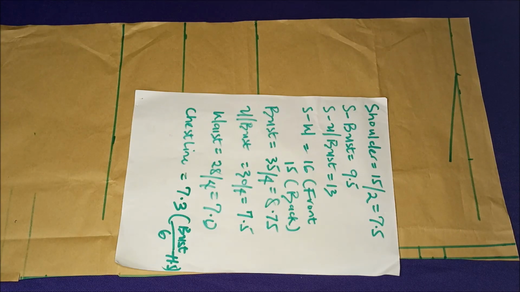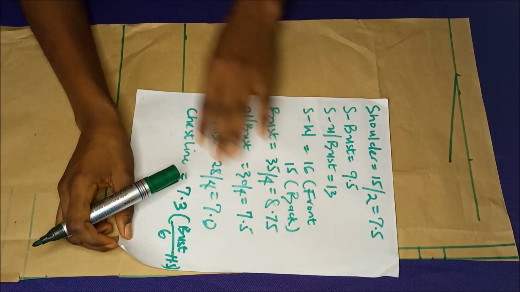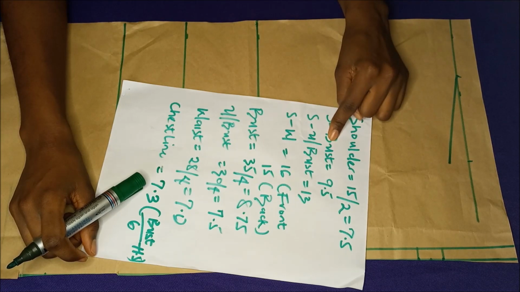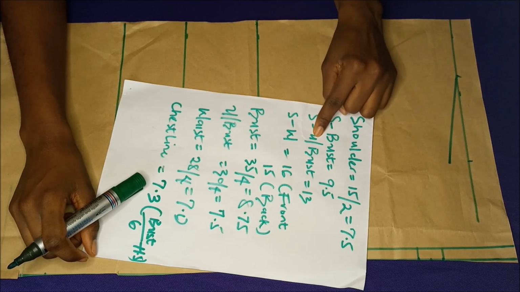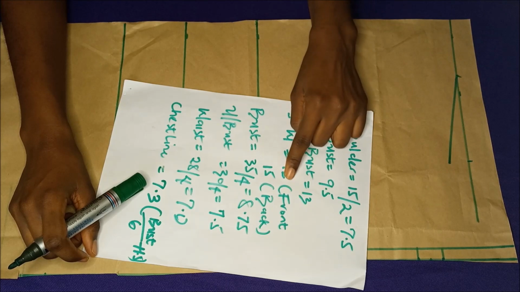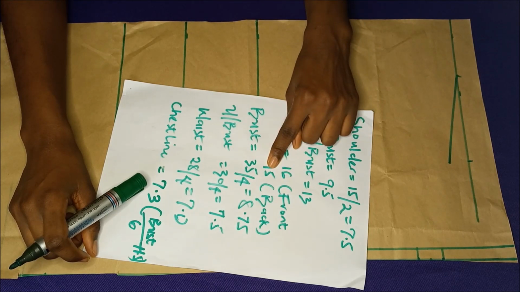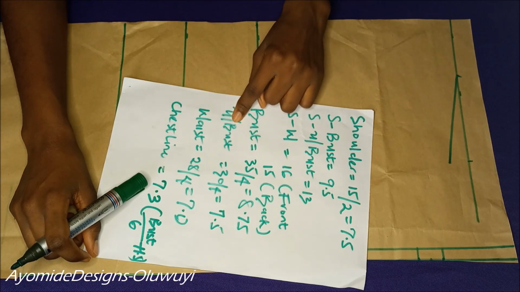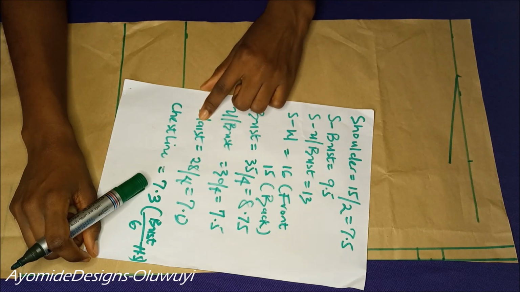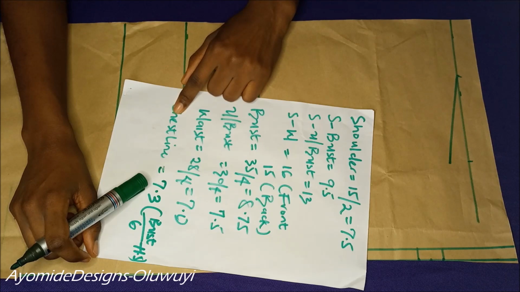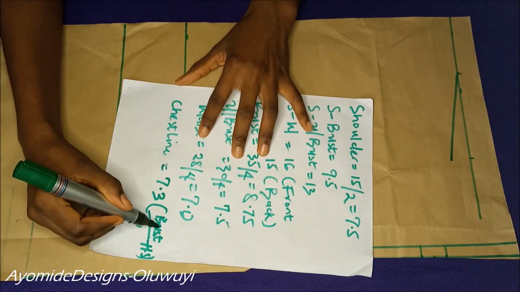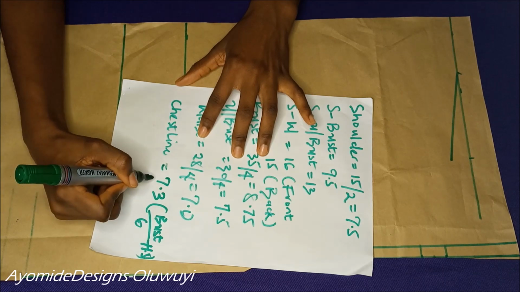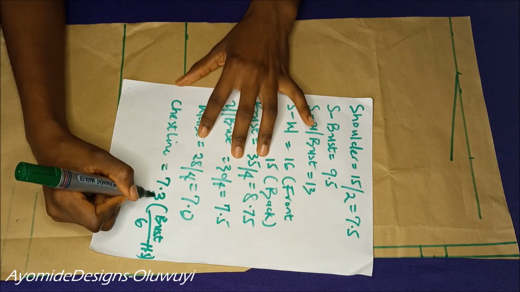Okay guys, to get started, I have gone ahead to write out the measurements we are going to be working with, and we need the shoulder to bust, shoulder to under bust, shoulder to waist for both the front and the back. Remember, they are not equal. And we also need your bust measurement, under bust, waist measurement, and the chest line measurement. And the chest line can be calculated. It is your bust divided by 6 plus 1.5, and in my case I have 7.3 inches.